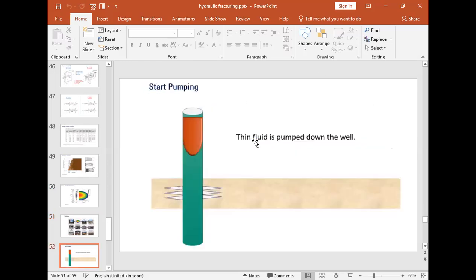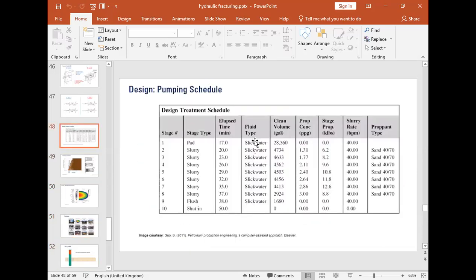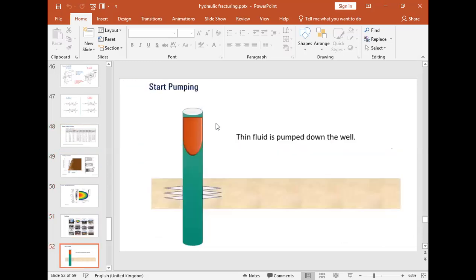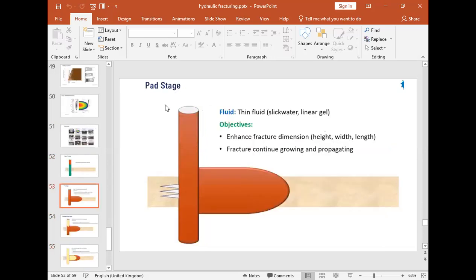All right, so these are our various stages. Remember, our first stage in our hydraulic fracturing exercise is the pad stage. In our pad stage, you pump fluid into the formation. So we have talked of thin fluid being pumped down the well. In our pad stage, you pump only our fracture fluid with no proppant there. This fluid is our slickwater and linear gel.